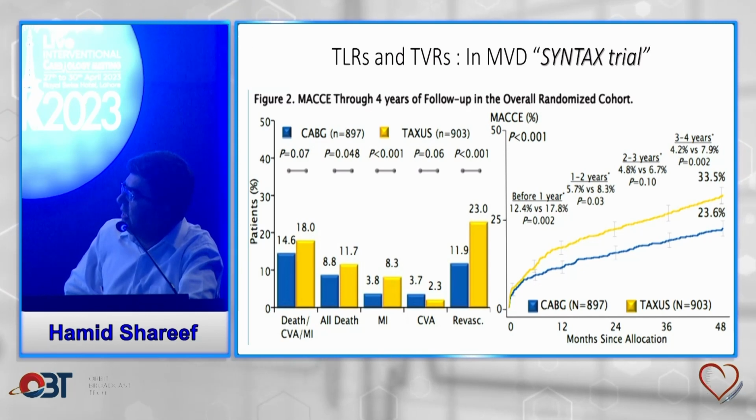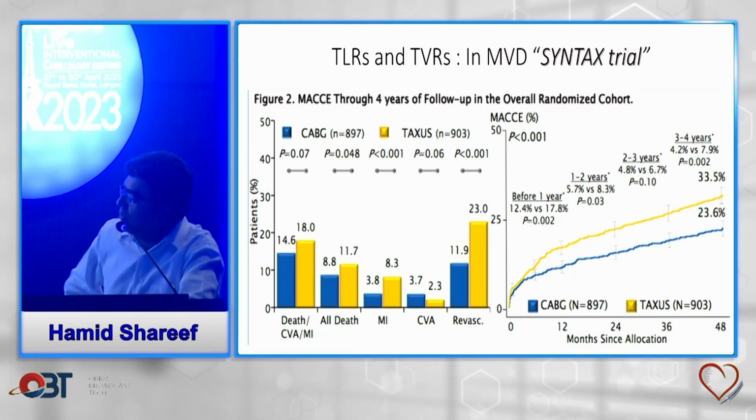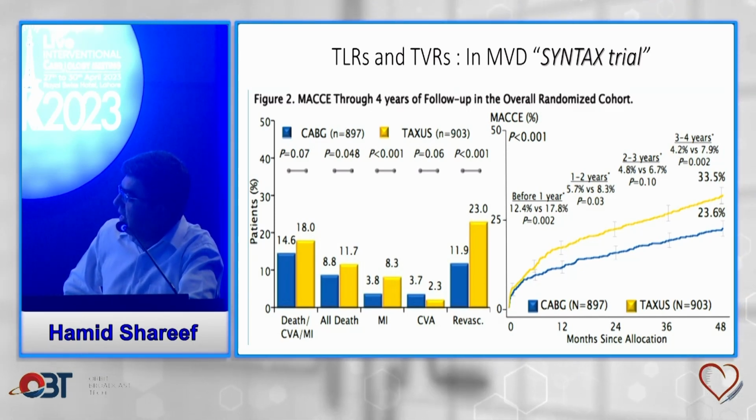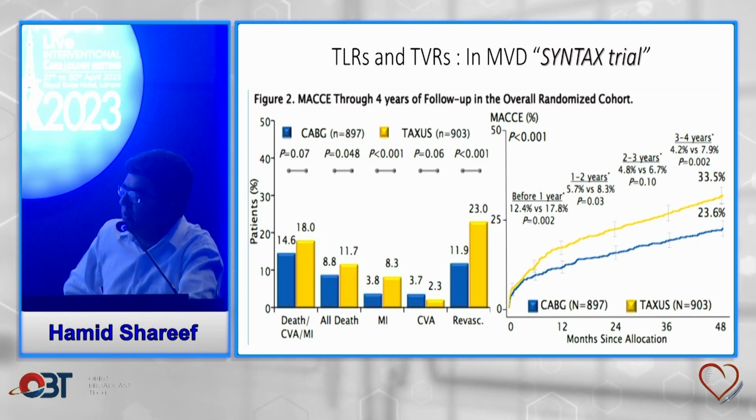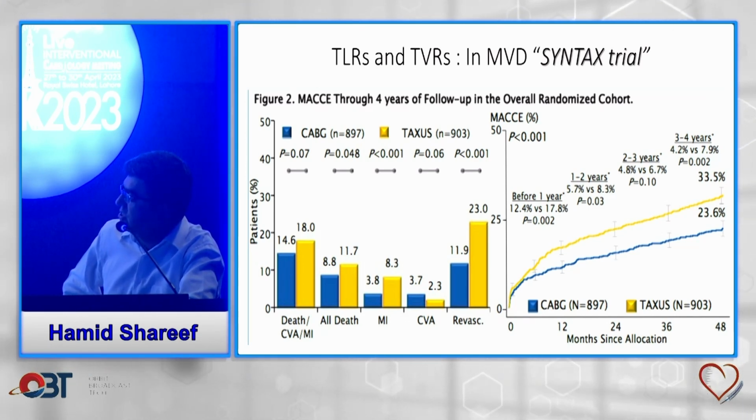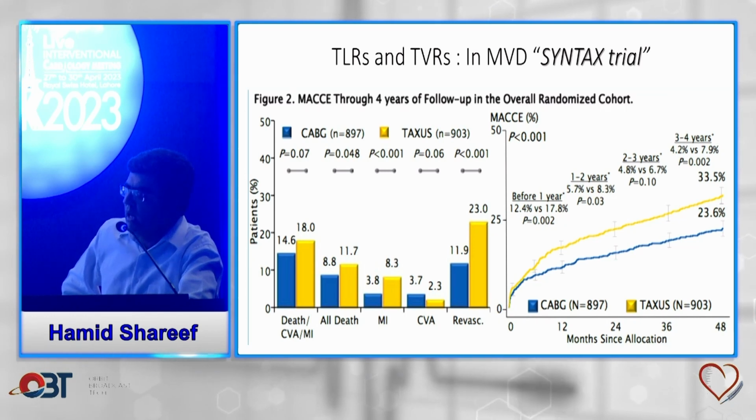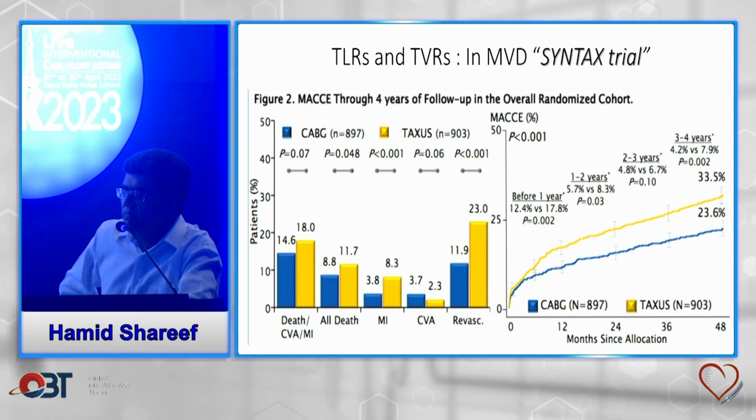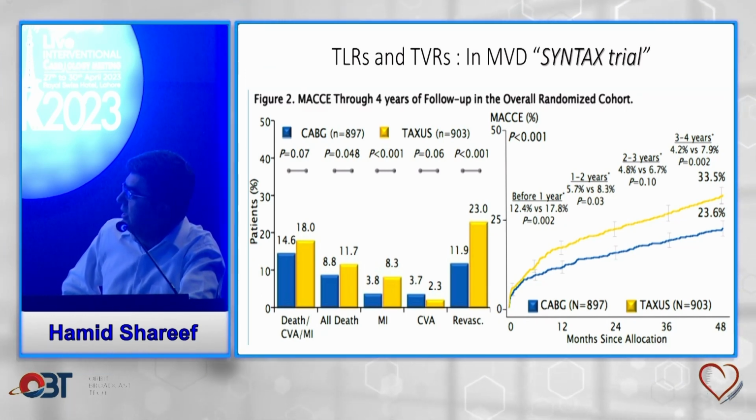First of all, we all know that when it comes to CABG versus PCI, it's always the TLRs and TVRs which bring PCI down, because repeat revascularization is almost always the case. If you look at this study, the SYNTAX trial in multivessel disease, when compared on other outcomes, you see death, all-cause death, MI, CVA, there's not much difference. But when it came to revascularization, 23 versus 11.9, that is the reason the graph deviated. CABG was considered superior in the SYNTAX trial.